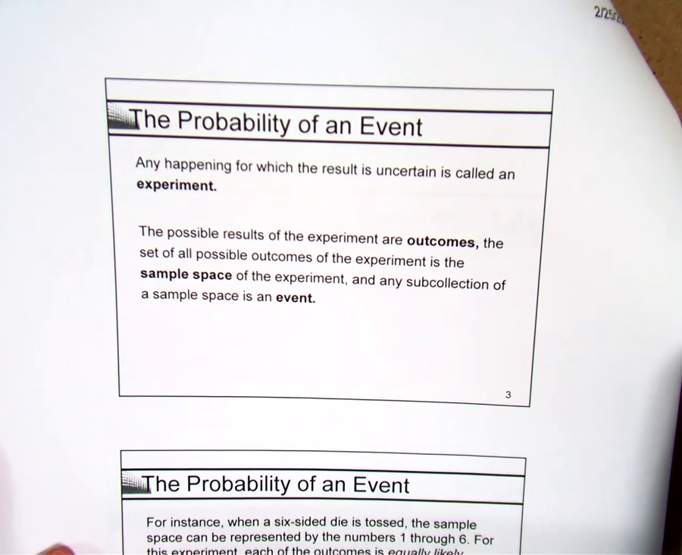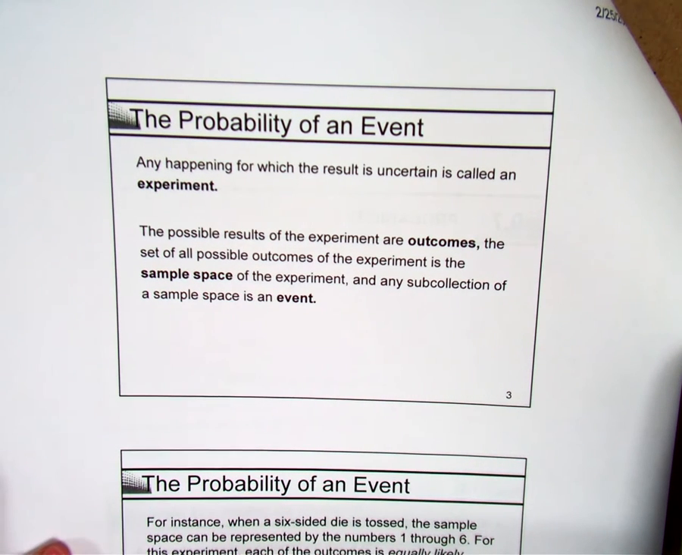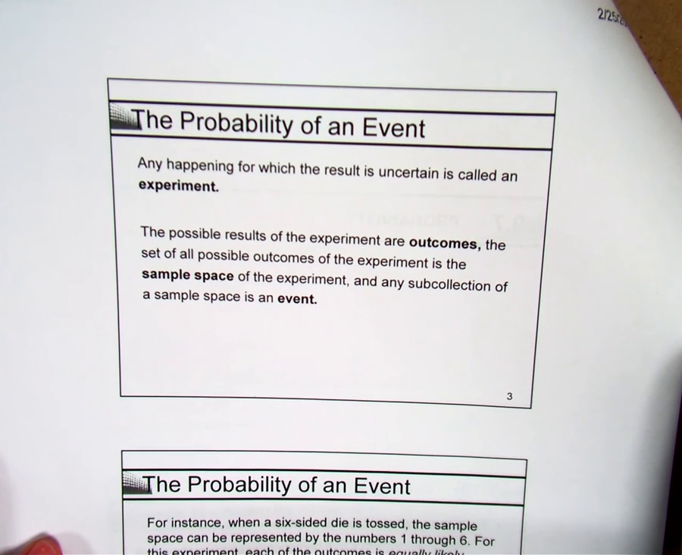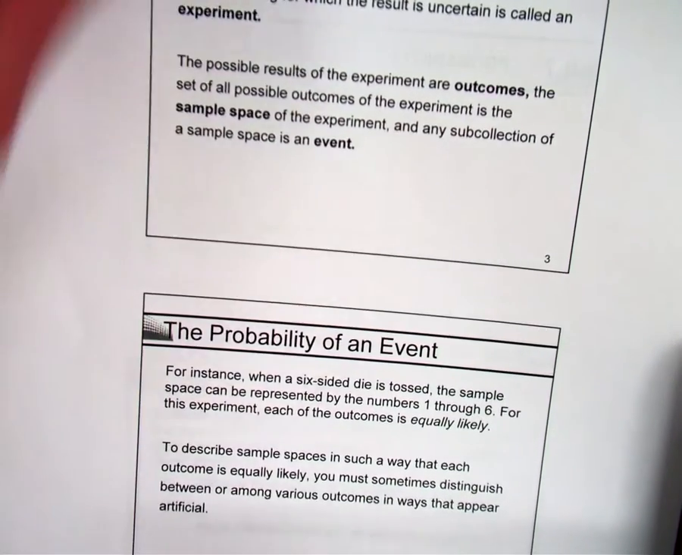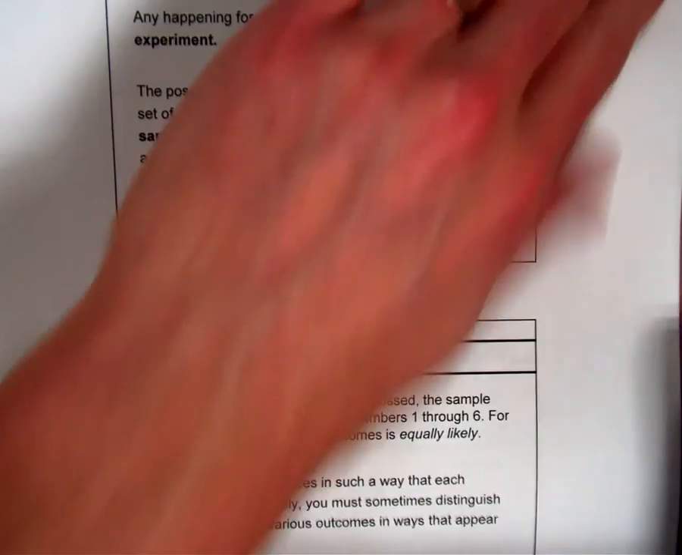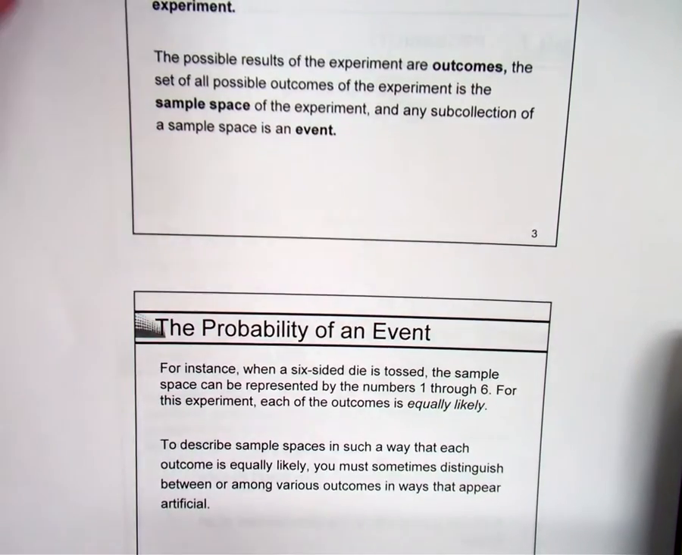Any happening for which the result is uncertain is called an experiment. The possible results of the experiment are outcomes. The set of all possible outcomes of the experiment is the sample space of the experiment, and any subcollection of a sample space is an event. Lots of math words there. All those bolded words should be in your book if you need any further detail with those.